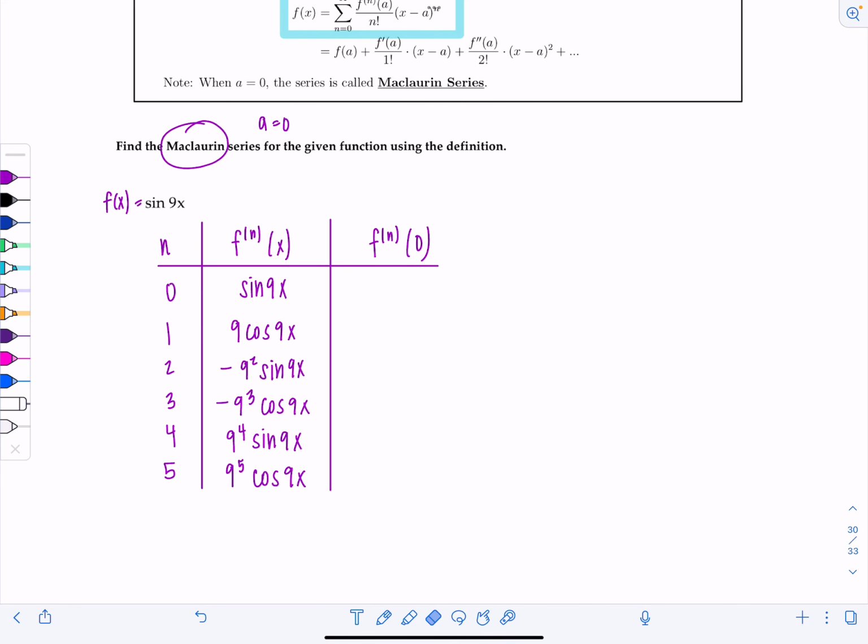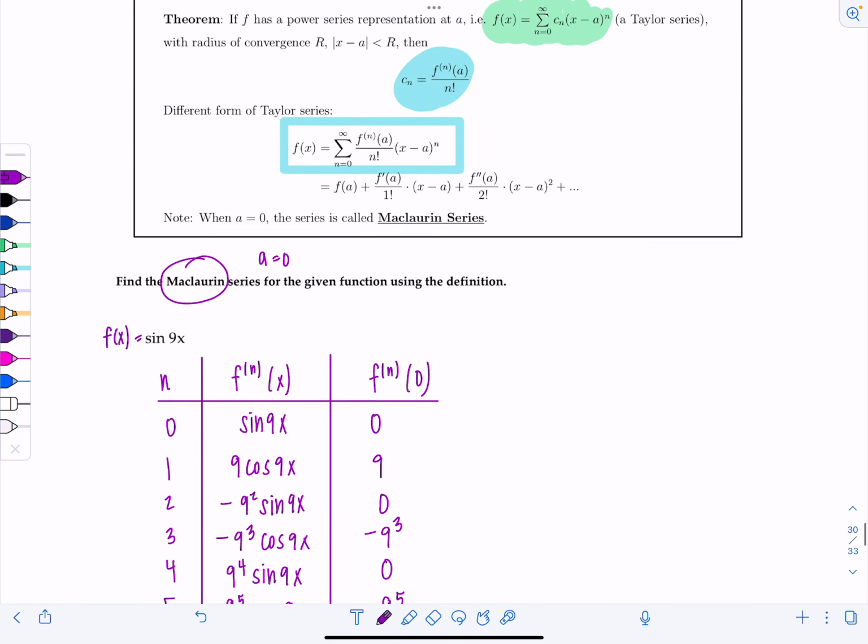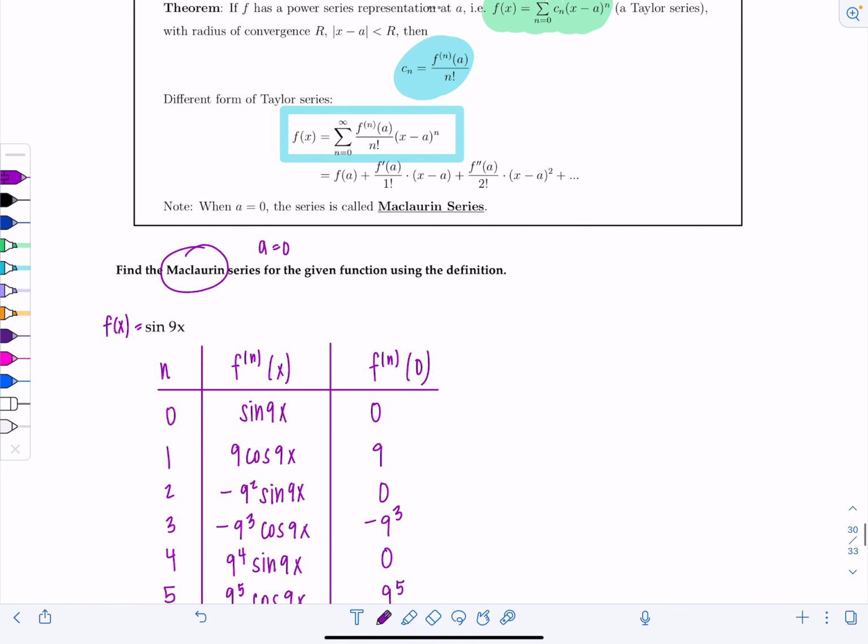Now let's plug in 0 for x. So sine of 9 times 0, that's sine of 0, that's 0. Cosine of 0 is 1, so this is 9. This is 0. Negative 9 cubed. This is 0. 9 to the 5th, etc. So let's see if we can notice a pattern. What I have so far are just the nth derivatives at a. I have to divide each of them by n factorial to get these coefficients.